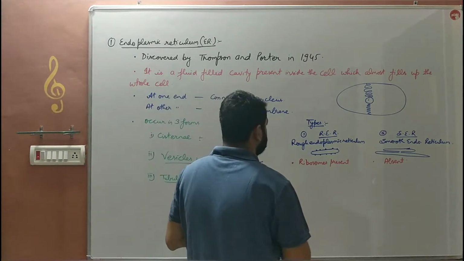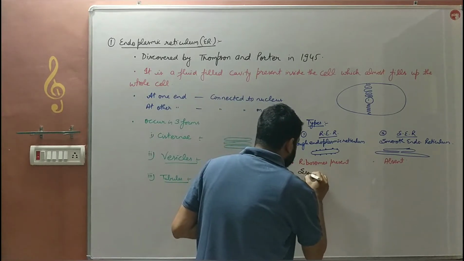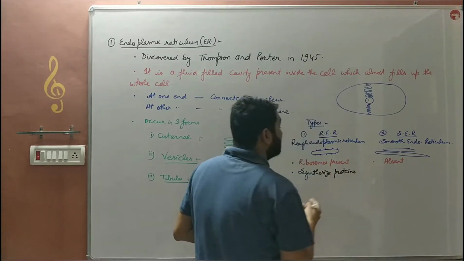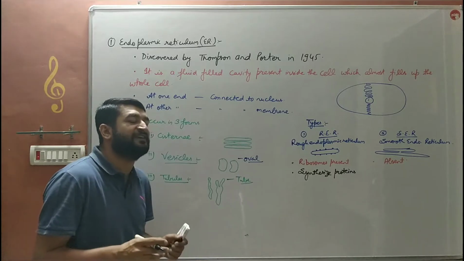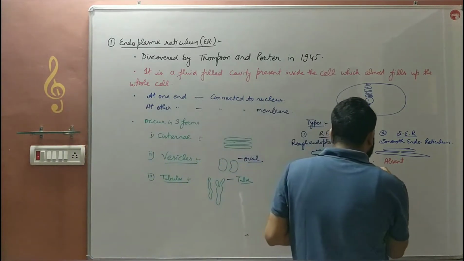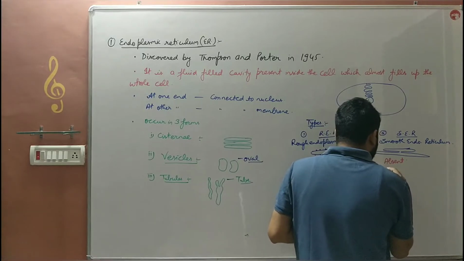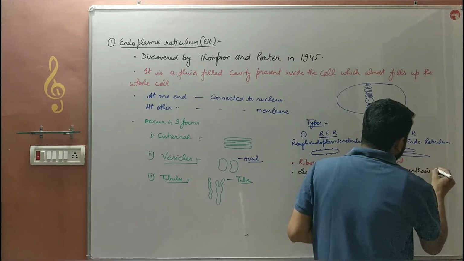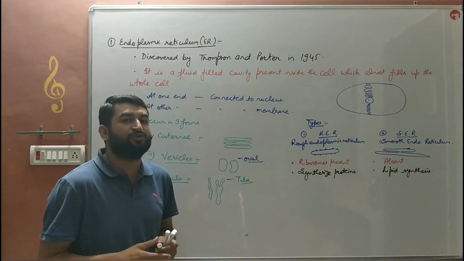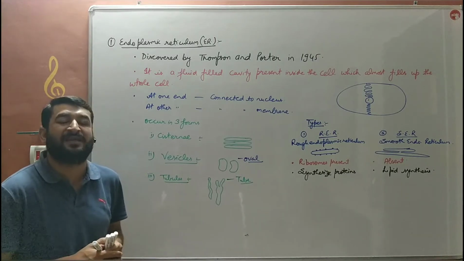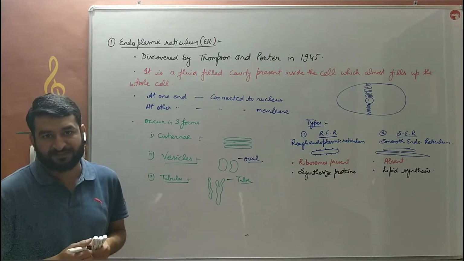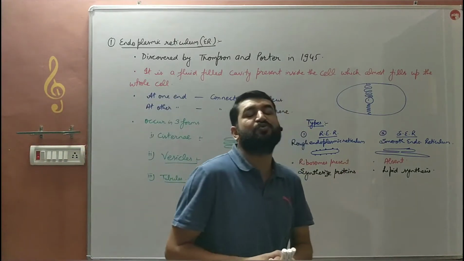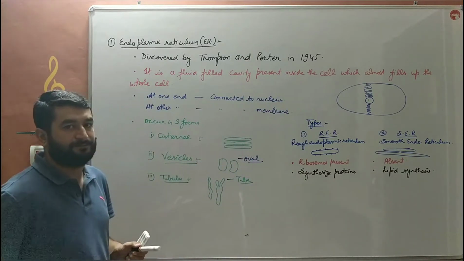Next, function. Rough endoplasmic reticulum synthesizes proteins. As it has ribosomes, and ribosomes are protein factories of the cells, whereas smooth endoplasmic reticulum forms lipid. It helps in lipid synthesis. The question arises, what are lipids? Lipids are certain fat molecules, bache. They are oil molecules which are present inside the cell and required for various kinds of activities. So these are fat molecules, lipid molecules, bache. These are synthesized by smooth endoplasmic reticulum inside the cell.